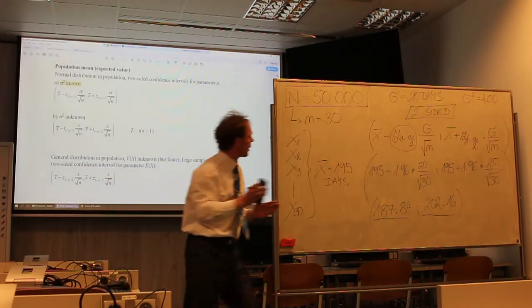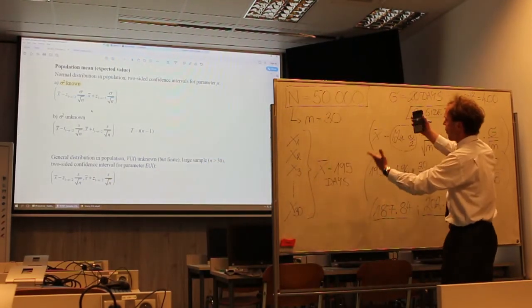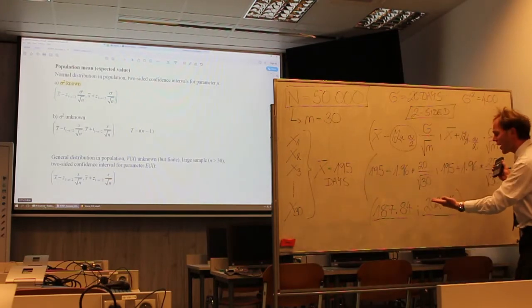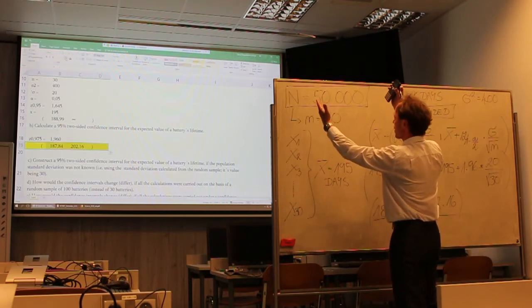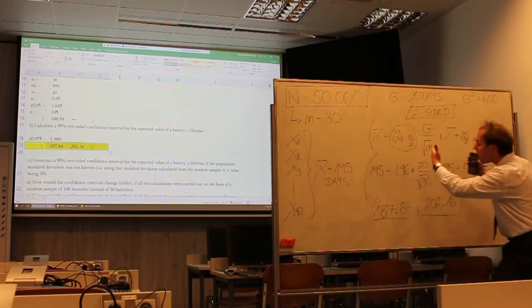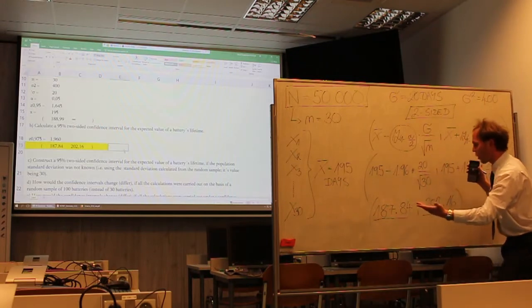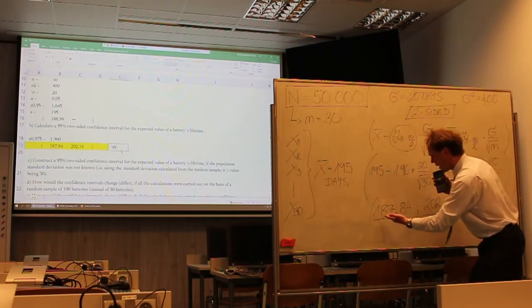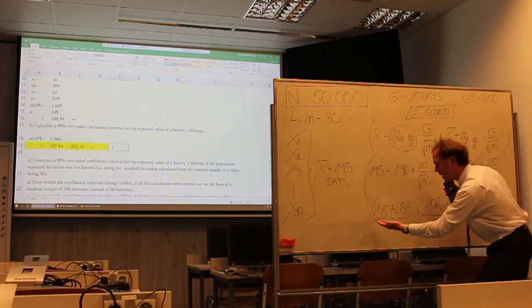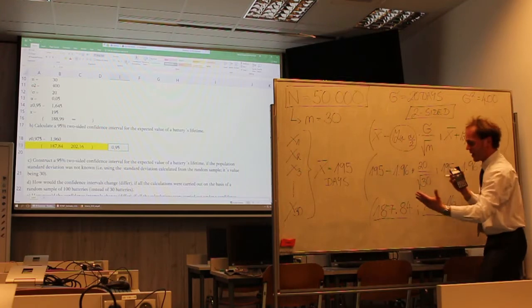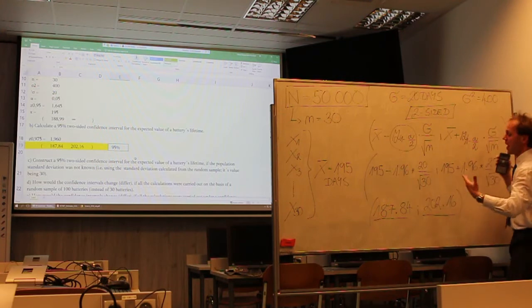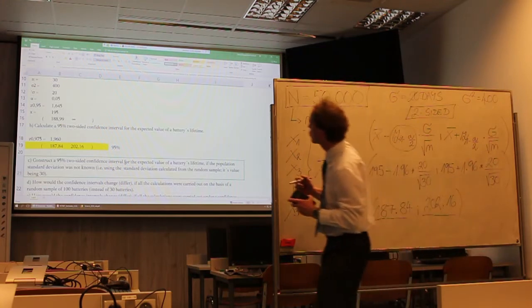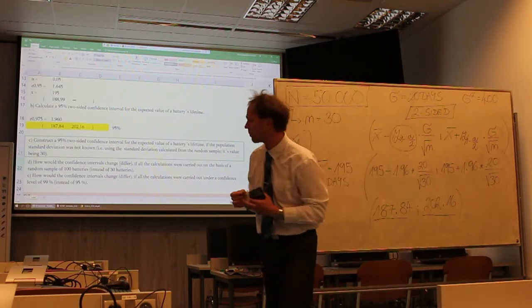Yes, we can expect that 95% of all batteries from this population will probably be able to work, for example, in wall clocks, at least 187.84 days, and at most 202.16 days, yes, a 95% two-sided confidence interval.